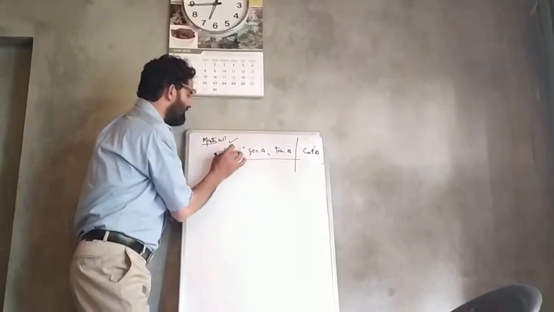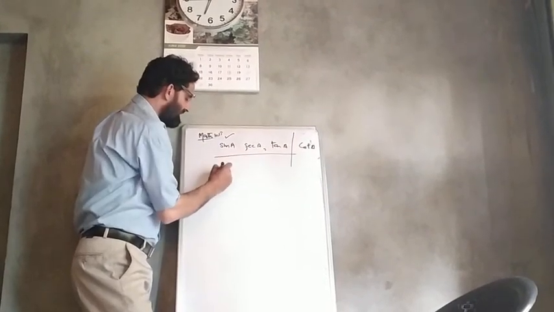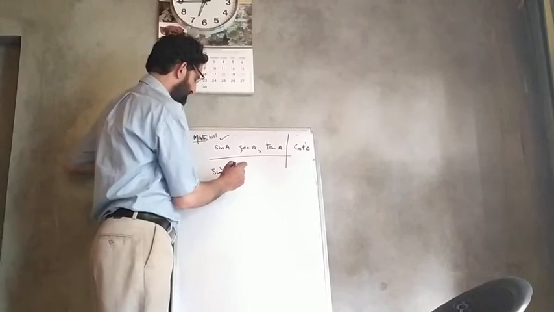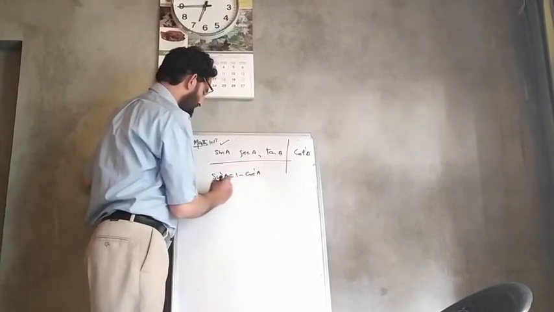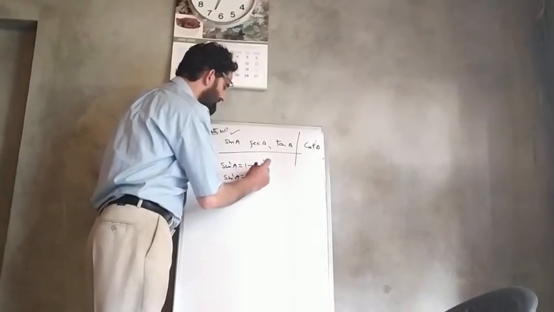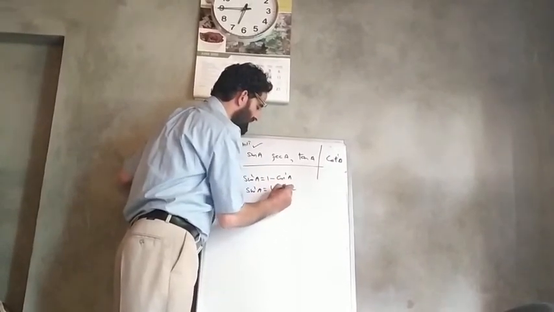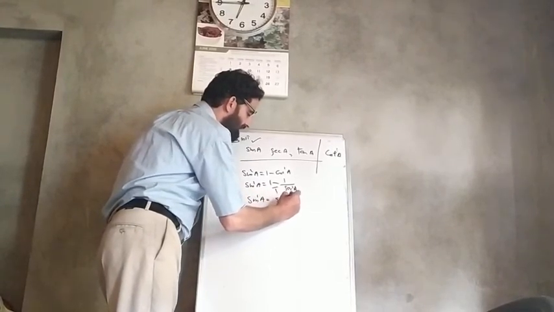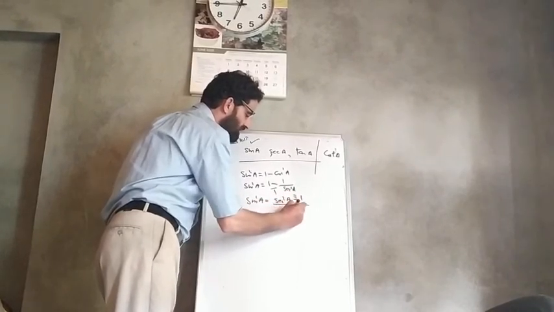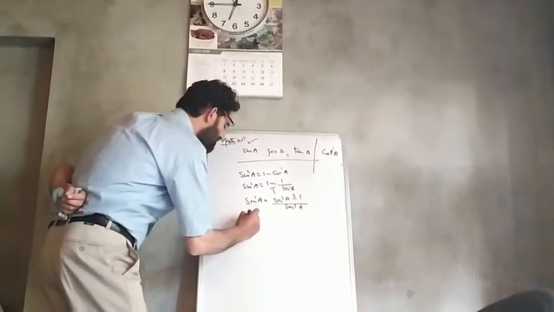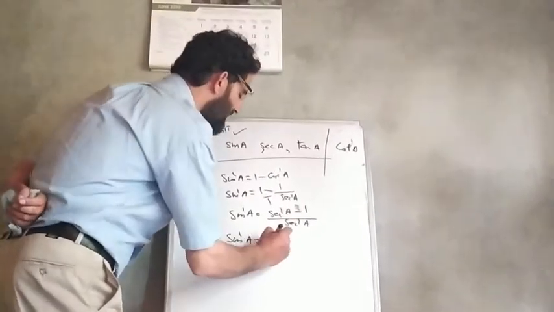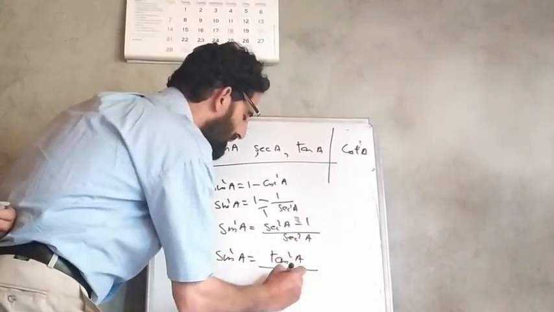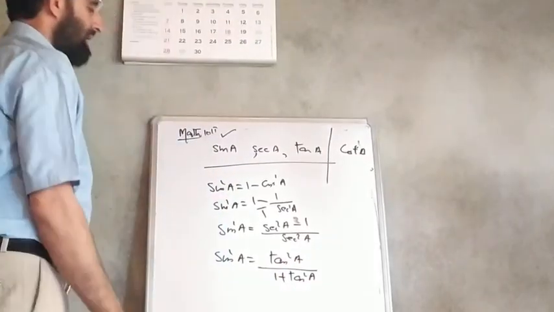Now, in order to convert sin A in terms of cot A, we shall write here sin square A is equal to 1 minus cos square A. Or you can write sin square A is equivalent to 1 minus, change this cos square A in terms of sec square A, that is 1 divided by sec square A. So sin square A is equivalent to sec square A minus 1 divided by sec square A. Now sec square A minus 1 is tan square A, divided by sec square A, which is 1 plus tan square A. We have derived it earlier on.